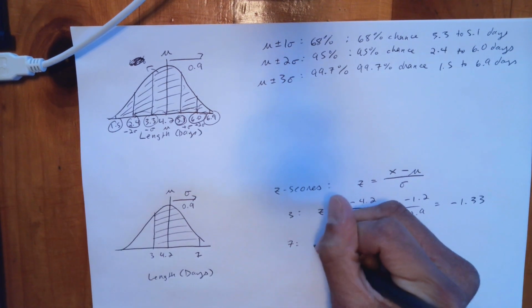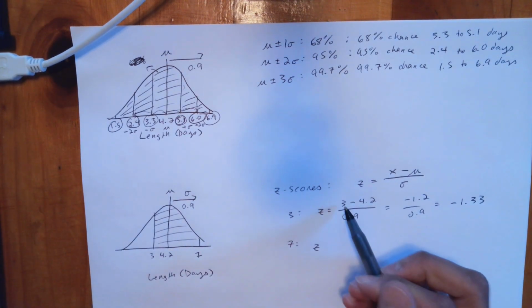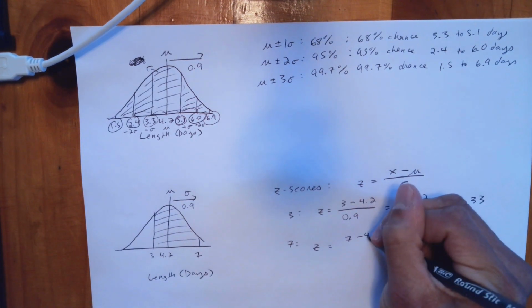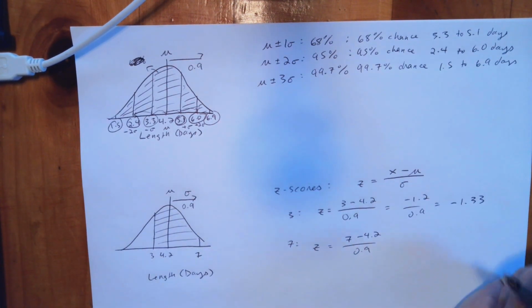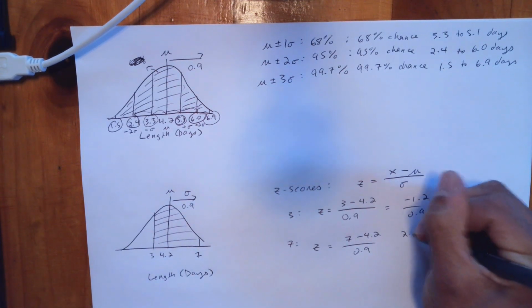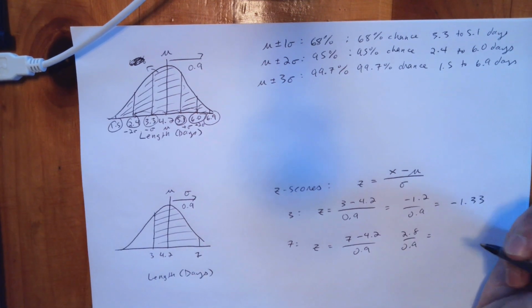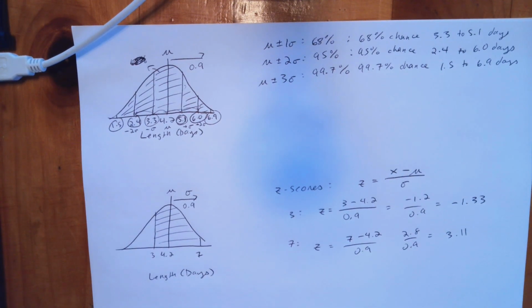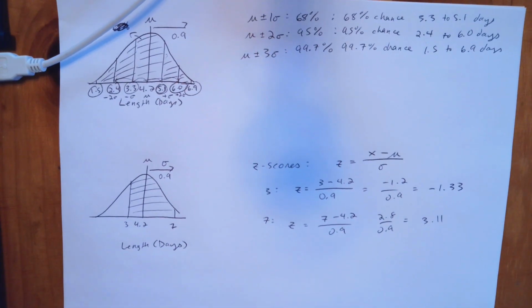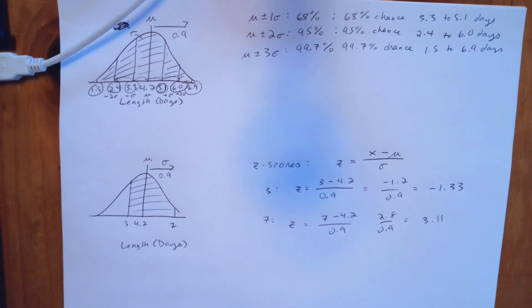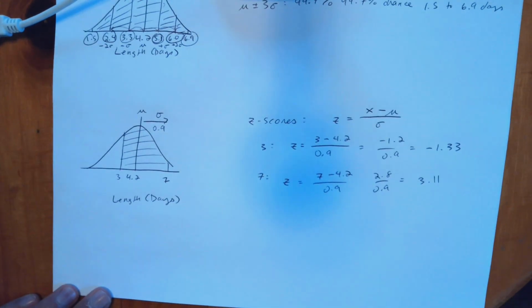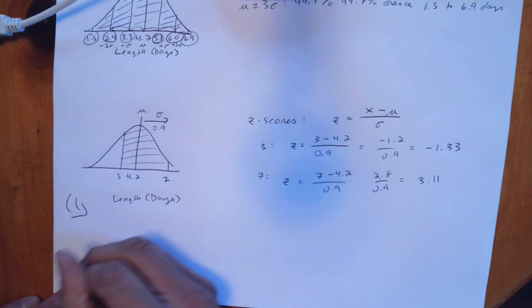For 7, everything's going to be the same except we're plugging in a 7 here for x instead of 3. So we've got 7 minus 4.2 over 0.9. So that's going to be 2.8 over 0.9. And that comes out to 3.11. So these are our z-scores, the first part of the question. We can then use these z-scores to find the probability of a trial lasting between 3 and 7 days by converting our normal distribution to a standard normal distribution.